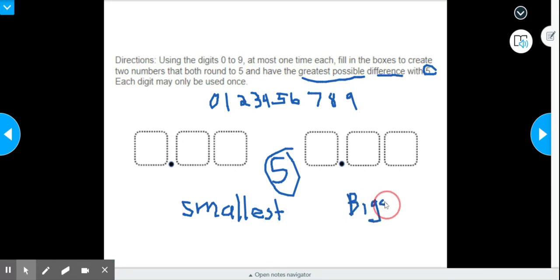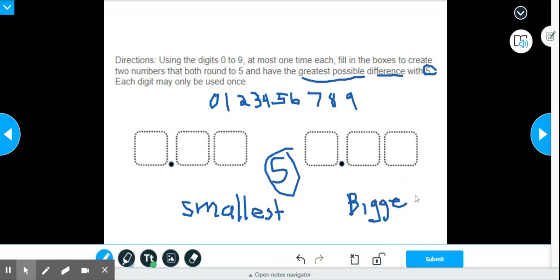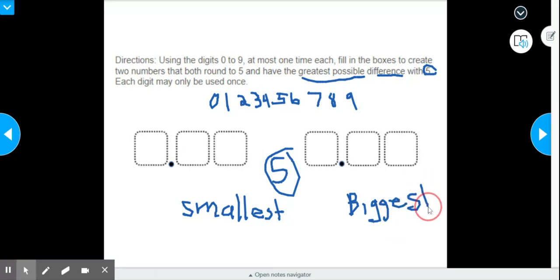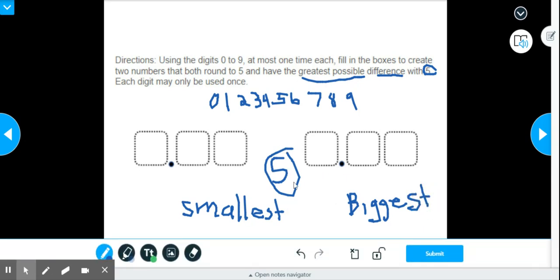So instead of the guess and check method on this one, I'm actually going to kind of use some backwards thinking. Like I'm rounding to 5, and then I'm going to say, well, what would be the number that would be the smallest number that could round to 5 of decimals? And then what would be the biggest number?